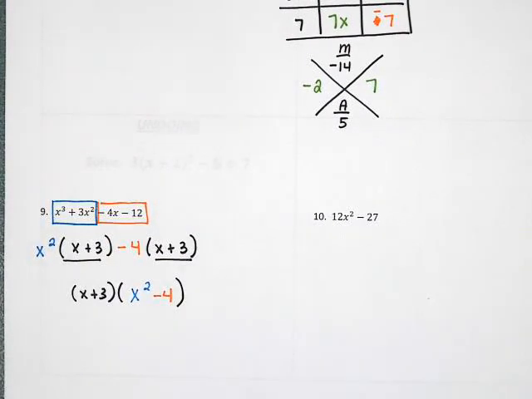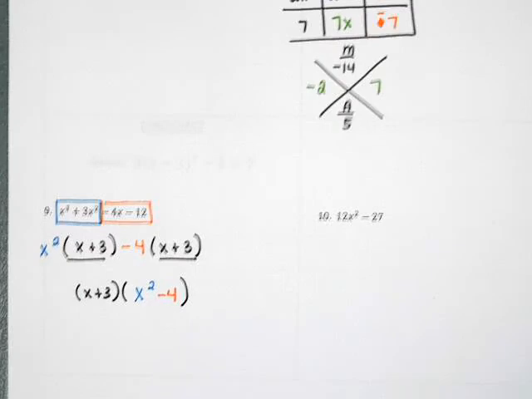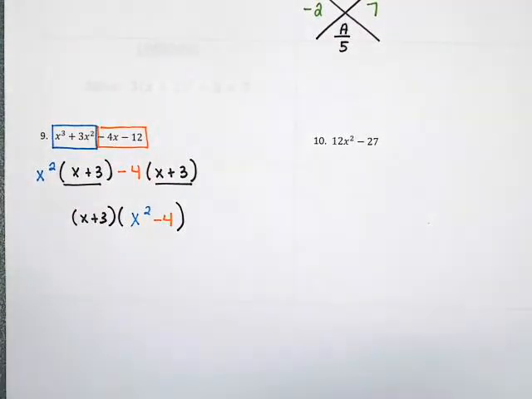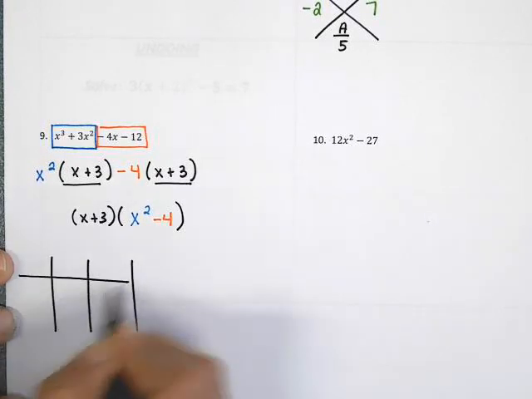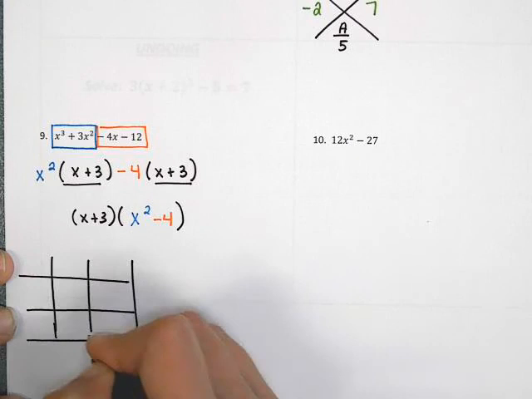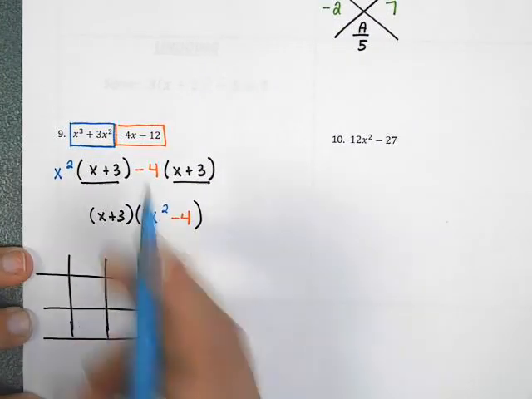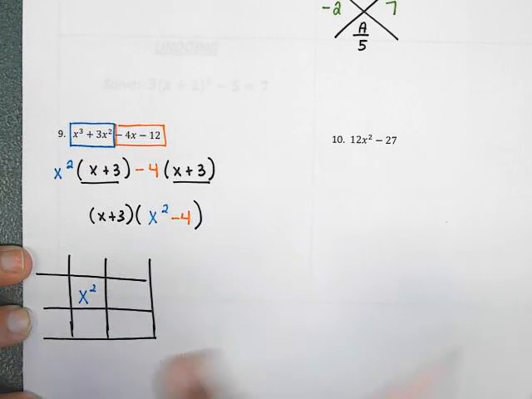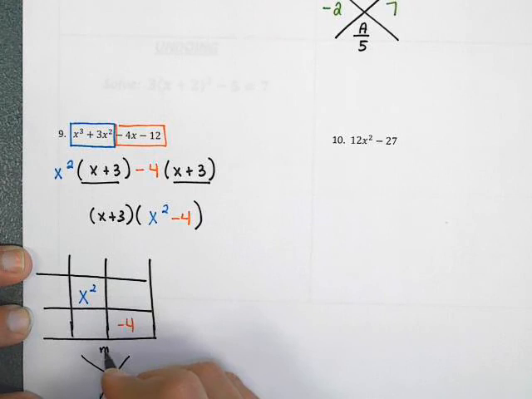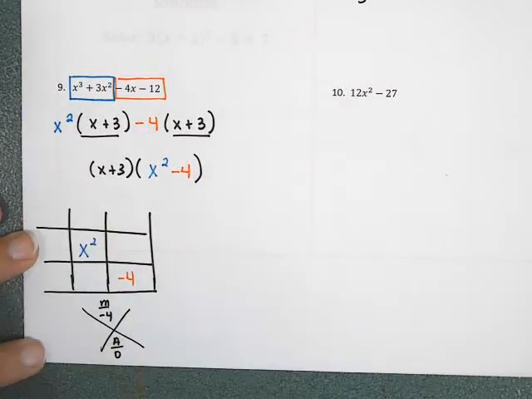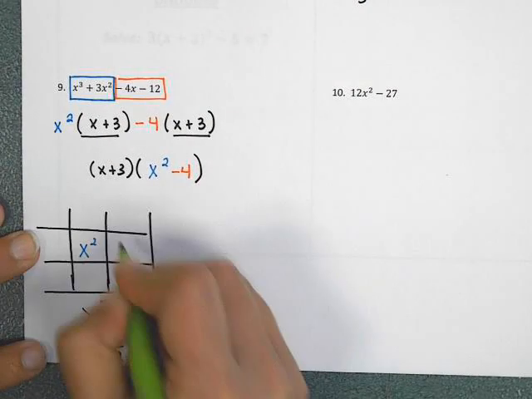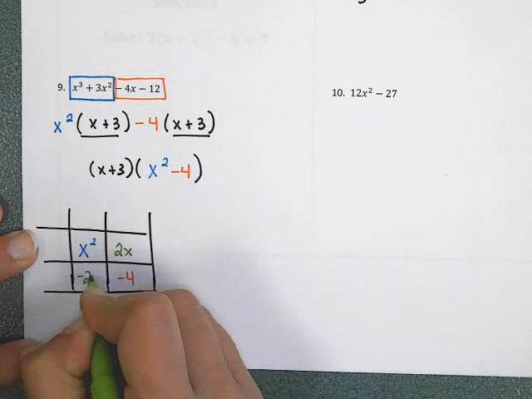Now once I get to there, I need to keep going. And I know that I need to keep going because there's still a squared. Because there are 2 terms here, I would use the box method. So I would fill in the x squared and the minus 4. Now I'm going to look for two numbers that multiply to give me -4 and add up to give me 0. So the only two numbers that do that would be 2 and -2. So I would fill in 2x and -2x.